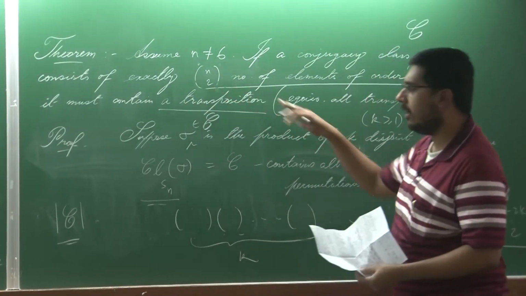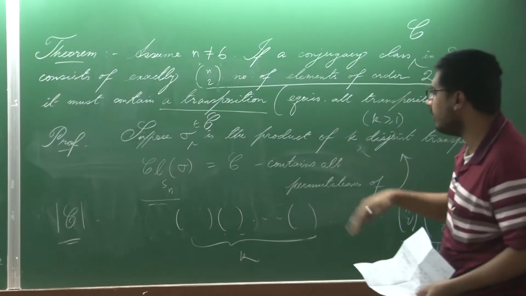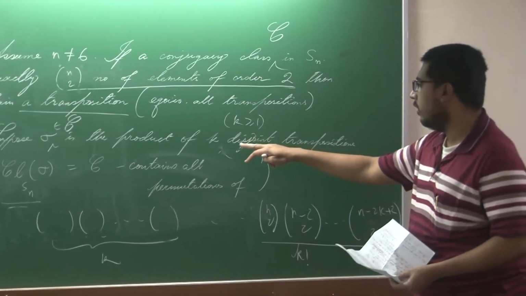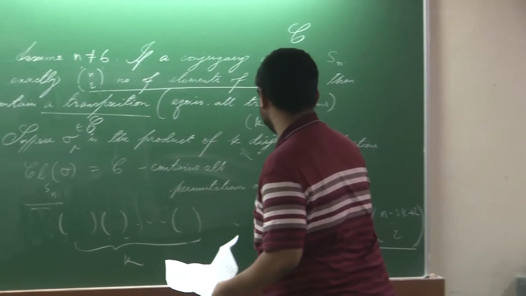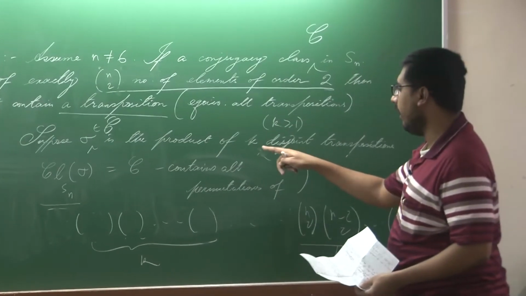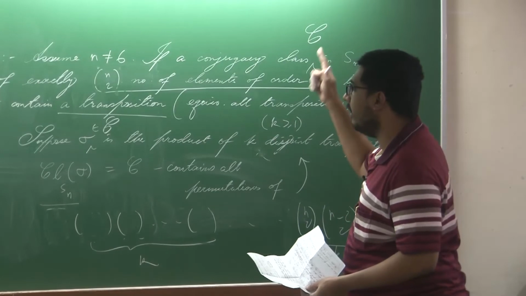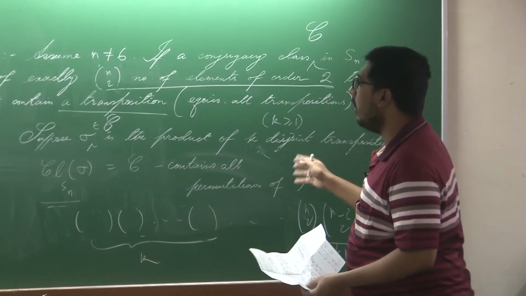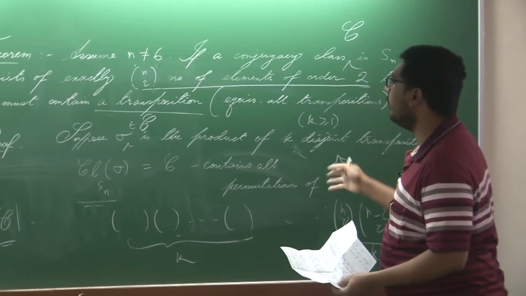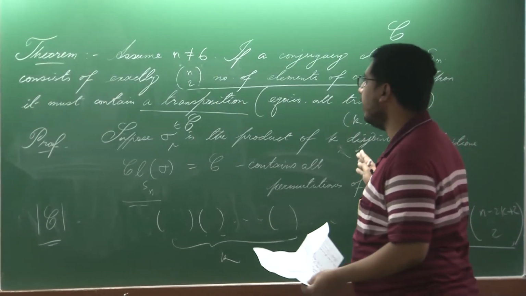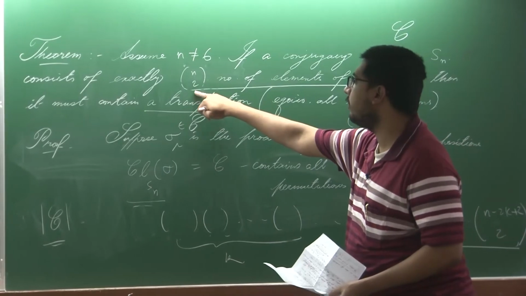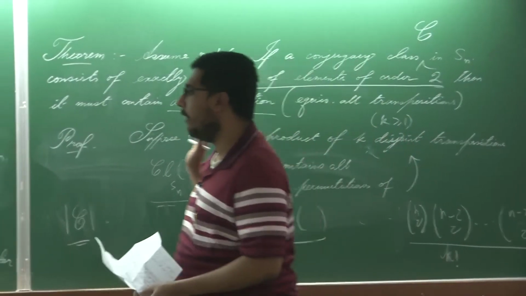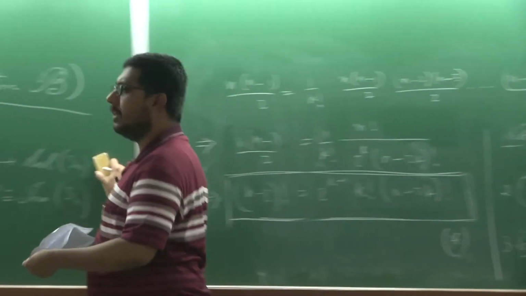Okay. That is what we have proved, or in other words, the conjugacy class of this cycle type with k greater than 1 will always have a size not equal to that of the conjugacy class of a single transposition. Okay. All right, let me prove it.